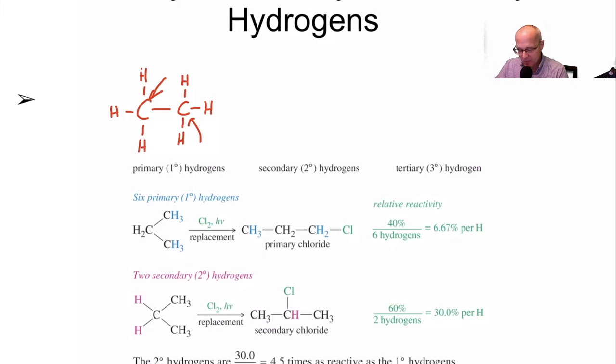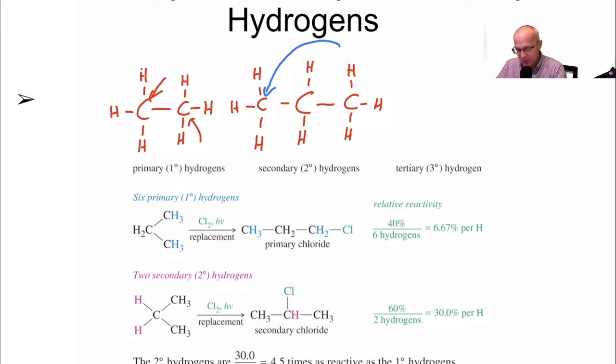Okay? What about secondary? Well, as the name implies, there's two other carbons attached to it. So let's take a molecule like this, like propane, for example. And as you're all probably guessing, a carbon here and a carbon here, those are primary carbons. Just like these ones are primary, same idea. So these are primary hydrogens. Oops, not that one.